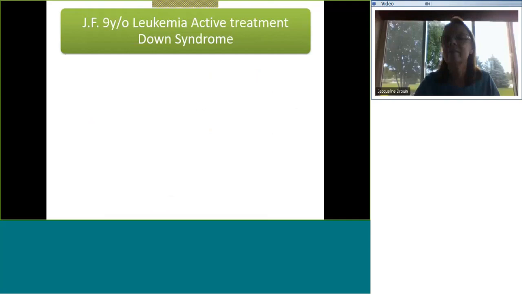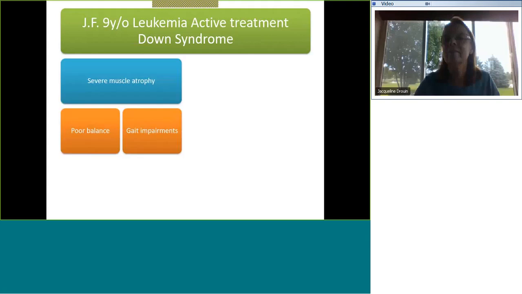Now, first we have a 9-year-old girl with leukemia. She was in active treatment, and she had Down syndrome. When she was referred to physical therapy the first time, she had severe muscle atrophy, which made her have poor balance and gait impairments. She wasn't able to walk other than to the bathroom. She wasn't able to climb up the stairs because she didn't have the strength to do so. She also had poor cardiorespiratory conditions.